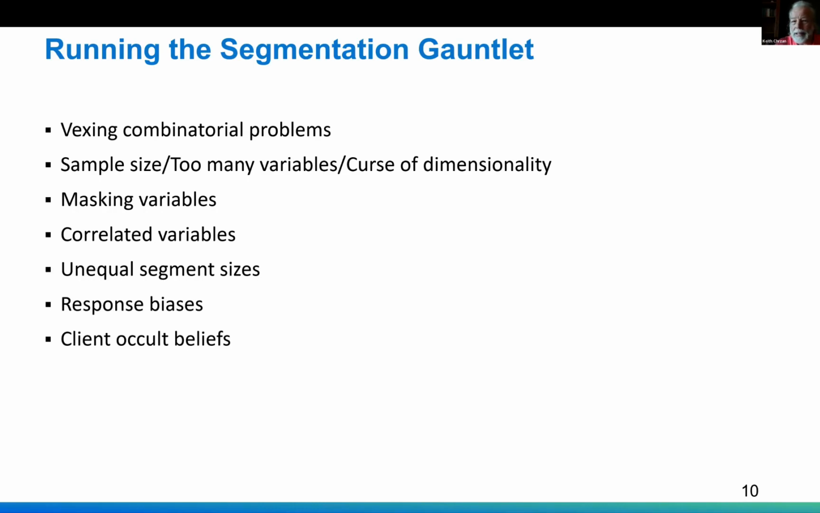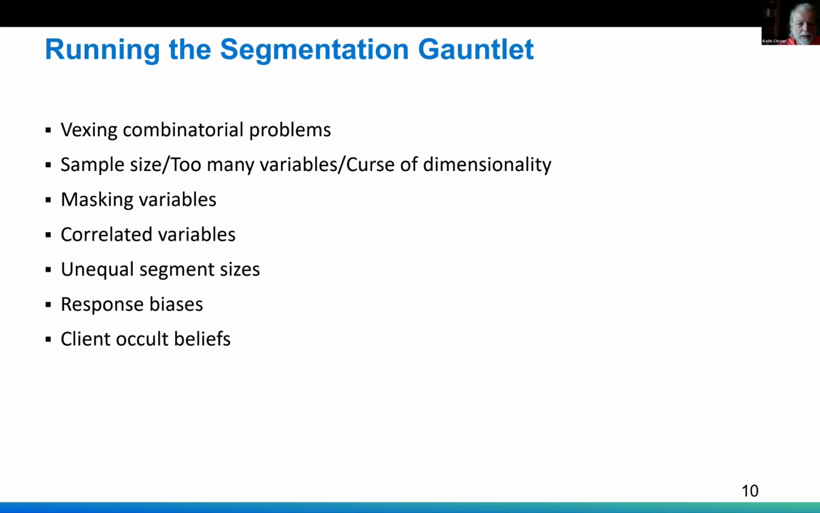There's a problem about sample size, about having too many variables, that leads to something called the Curse of Dimensionality. There are also some little-known problems that can affect segmentation adversely, and we'll cover those as well: masking variables and correlated variables. Guess what? If you don't look for them, you don't find them, and they harm your segmentation.